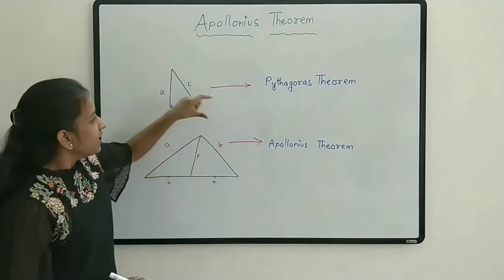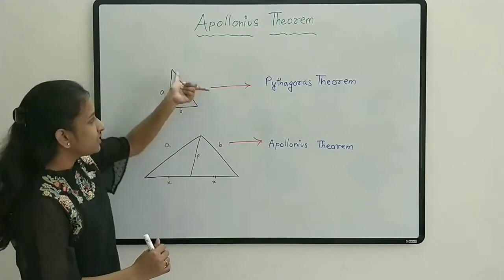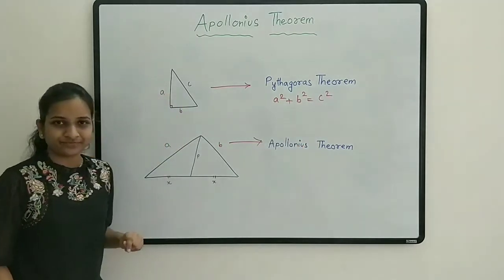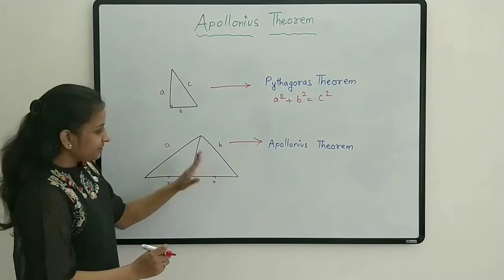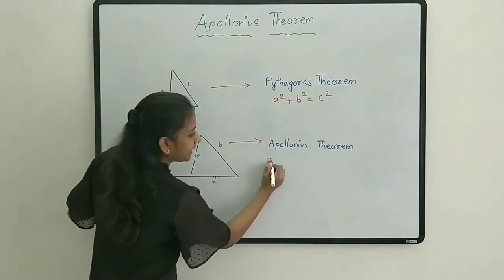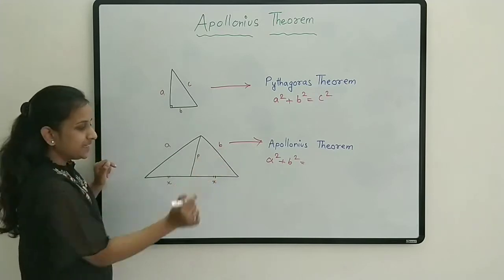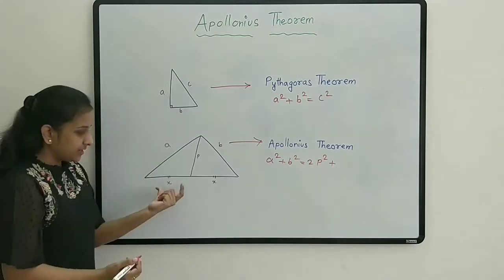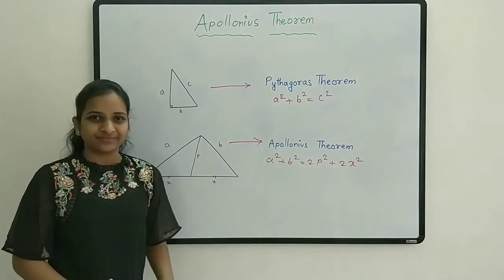Understood? So, in a right angle triangle, Pythagoras theorem is: this side square plus this side square is equal to hypotenuse square. A square plus B square is equal to C square. So, let's see what is Apollonius theorem. On this side, we have drawn the median. Let's take the other remaining two sides. A square plus B square is equal to, we have taken this side square plus this side square, is equal to twice of median square, 2P square plus twice of X square. This is Apollonius theorem. Understood?